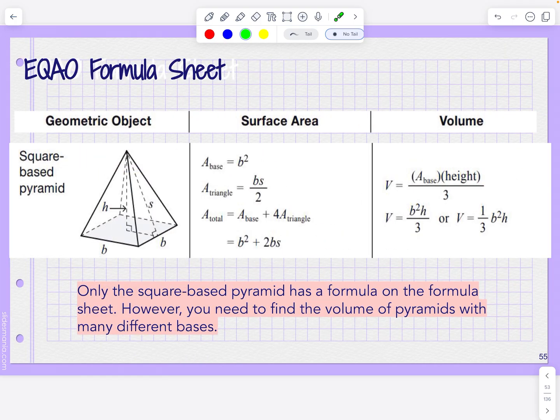Your formula sheet only has one pyramid on it. It has a square-based pyramid. So if you want the volume of a square-based pyramid, you could use this specific formula. This one's specific to a square. This one up top can work for any pyramid. Okay, so we are going to need to find the volume of different types of pyramids, pyramids with different bases. And what changes is the area of the base. And you'll see that as we go through the video today and as we did in the lesson. Okay. So this is where I'm going to focus, because this works for all pyramids.